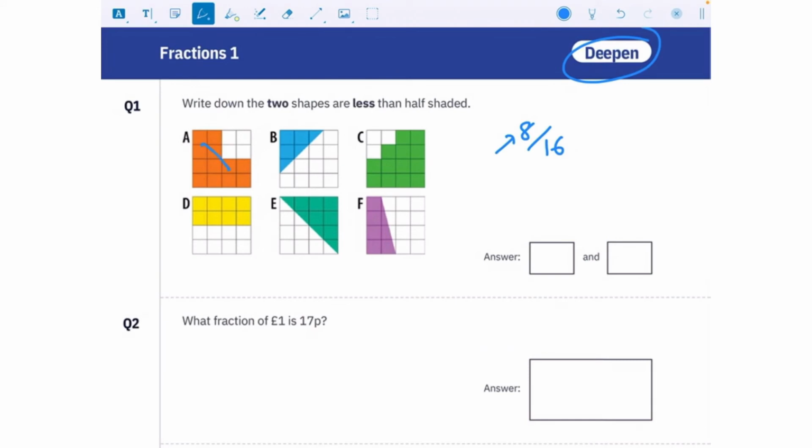A does not have smaller than 8 shaded. B does have smaller than 8 shaded. We've got 1, 2, 3. These two would make another 4. And that would be 4.5. So B is one of our answers.